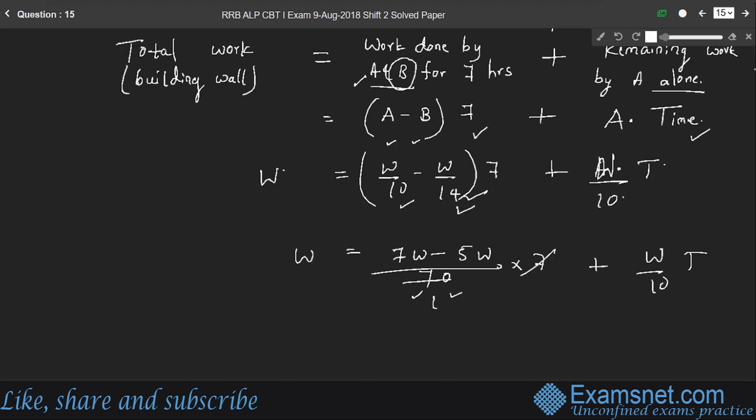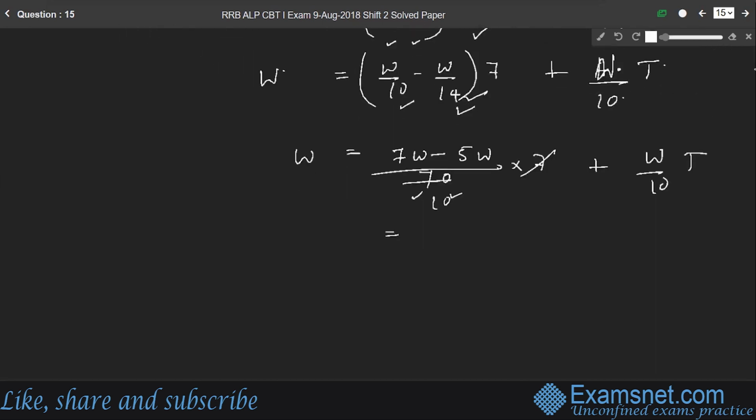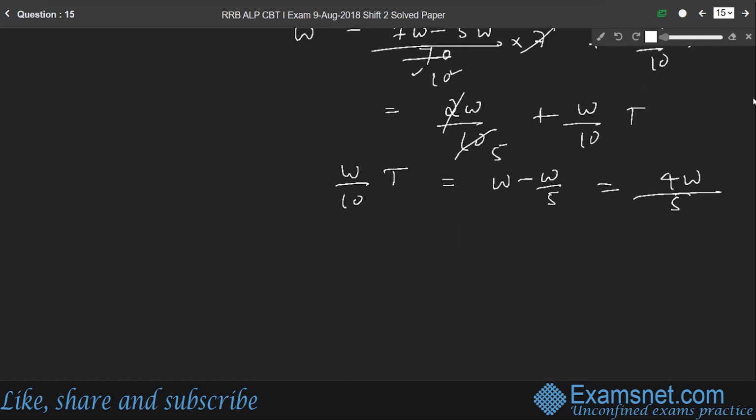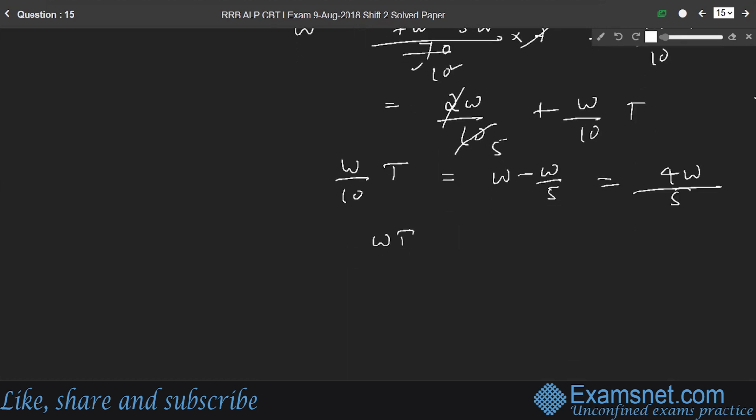So 7 into 10 is 70. So 7W minus 5W is 2W by 10 plus W by 10 into T. So 2 into 5 is 10. Therefore, W by 10 into T is W minus W by 5, which is 5 is LCM, numerator becomes 4W, right? So WT by 10 is equal to 4W by 5.